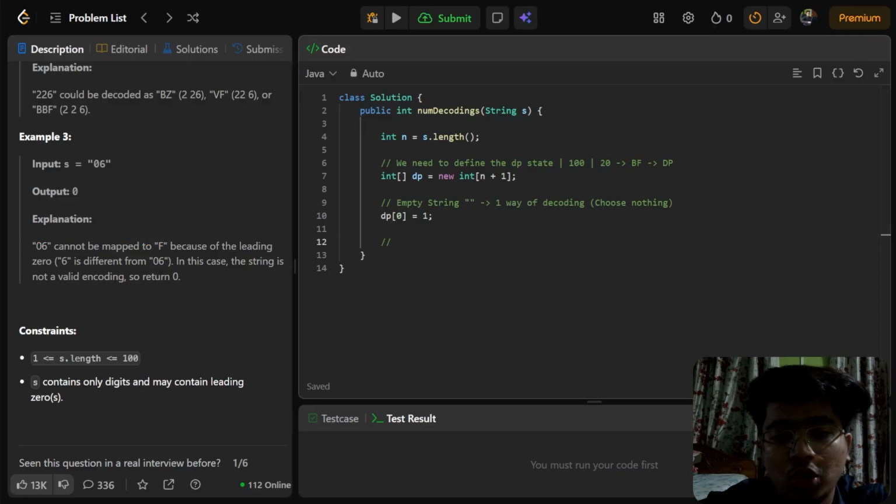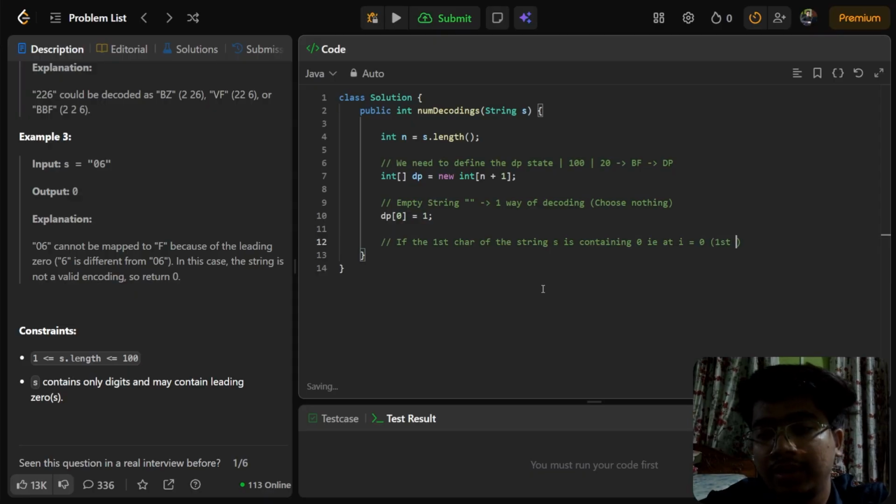So after the DP of 0, we define the DP of 1 instead. We check if the character at 0 position is not equals to 0, then 1, and if that is 0, we check if the first character of the string is containing 0, that is at i equals to 0. If that is 0, then it will make 0 contribution. So we'll be simply defining DP of 1 equals to s dot character at 0.